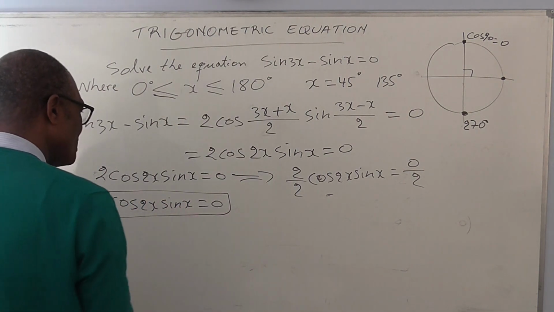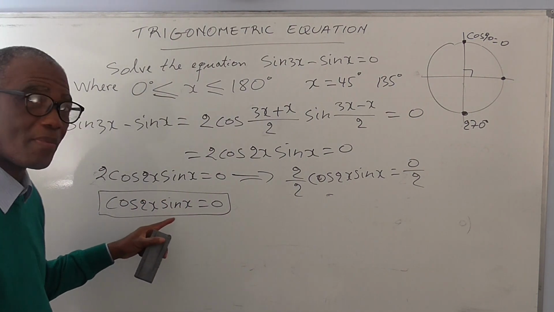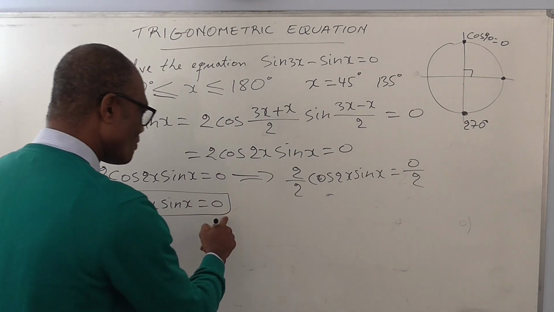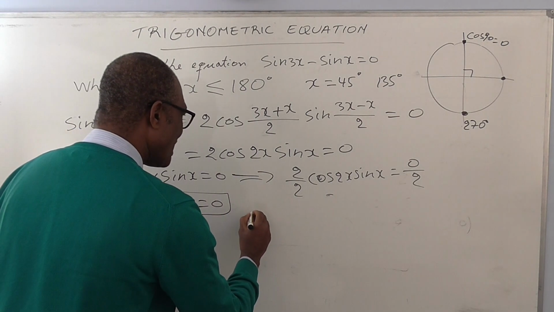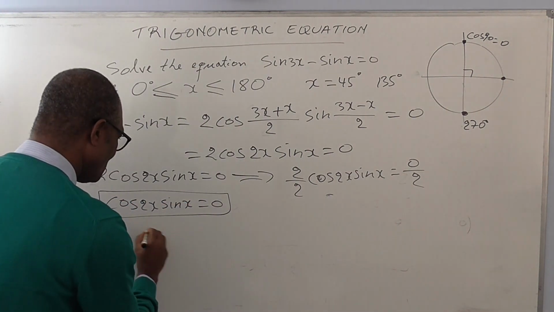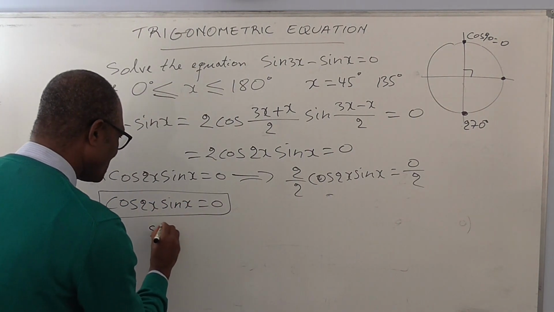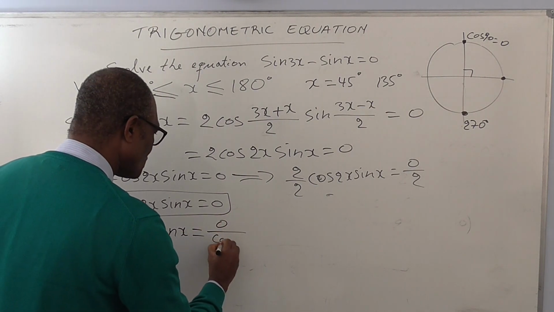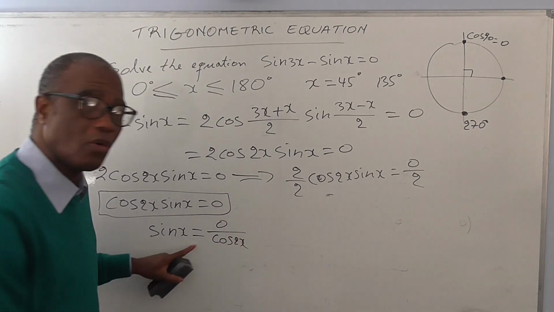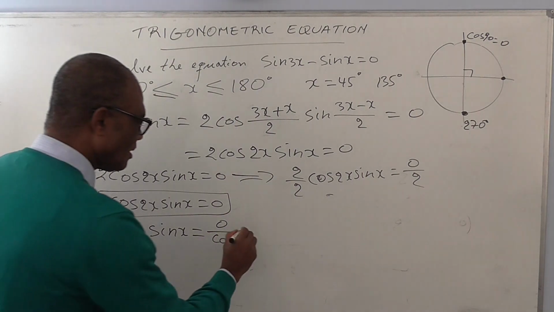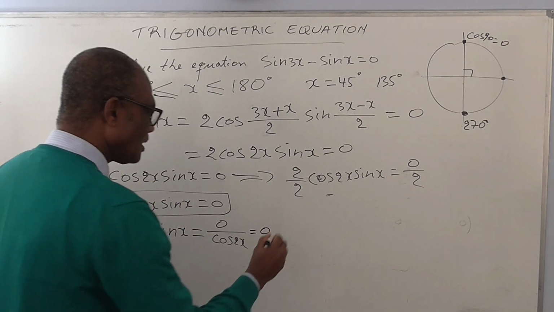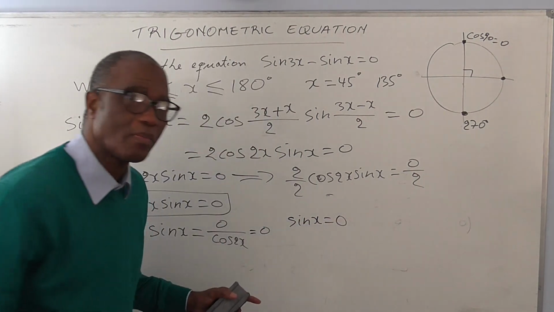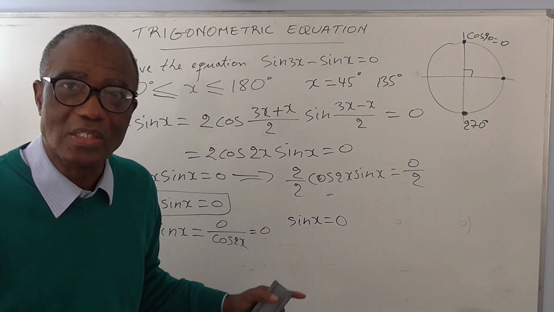So, because from here, cos of 2x multiplied by sine of x is equal to 0. That means I can also write sine of x is equal to 0 divided by cos of 2x. Okay, I can write like that. And this will give 0. That means sine of x is equal to 0.